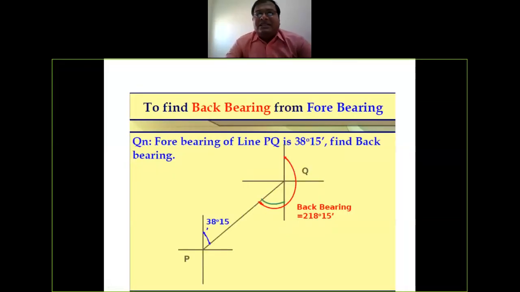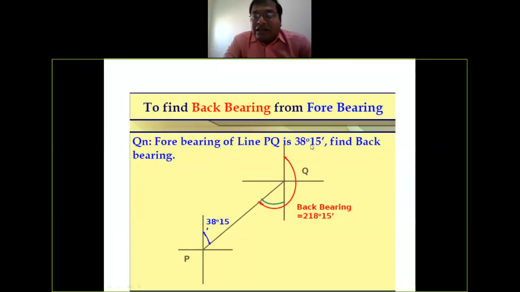In the same way, this example is for forebearing and backbearing. So here you can see line PQ is given. I have given the forebearing value, and I told you two formulas also: when WCB is given, how to calculate backbearing, and when QB system is given, how to calculate backbearing. So this is an example of WCB system.